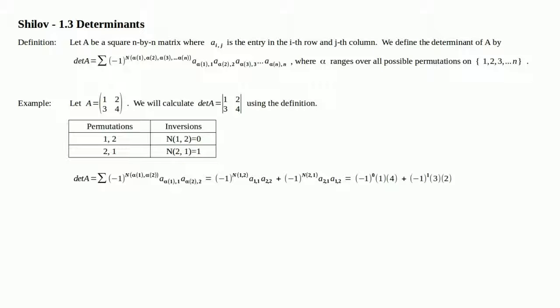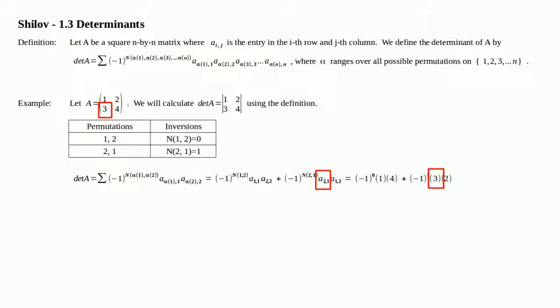Okay, and going back to the first term in the permutation, A sub 1, 1 is 1 because that's the entry in the first row, first column of our matrix A. And A sub 2, 2 is 4 because that is the entry in the second row, second column of our matrix A.